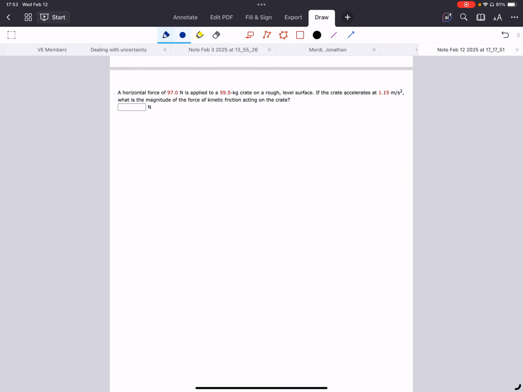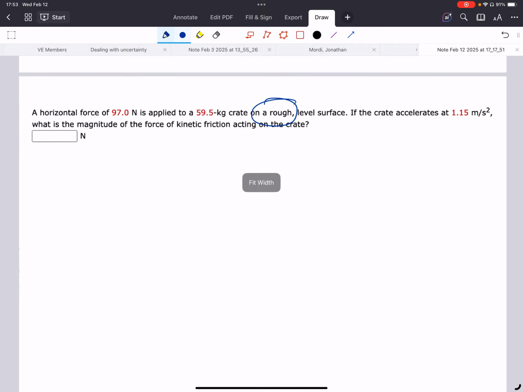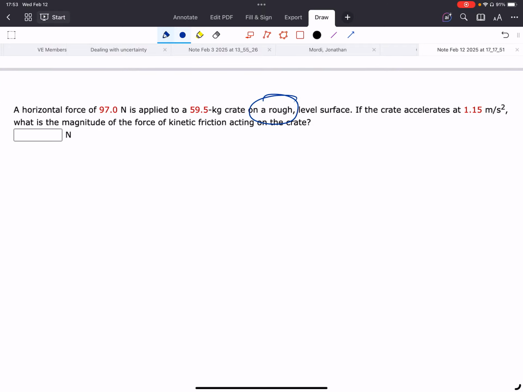Question 3 then. We are pushing a crate across a surface. This is a physicsy word, rough. It just is telling us that friction is important in this problem. If you see the word rough, it means yes, consider friction. If you see the word smooth, it means nah, don't worry about it.